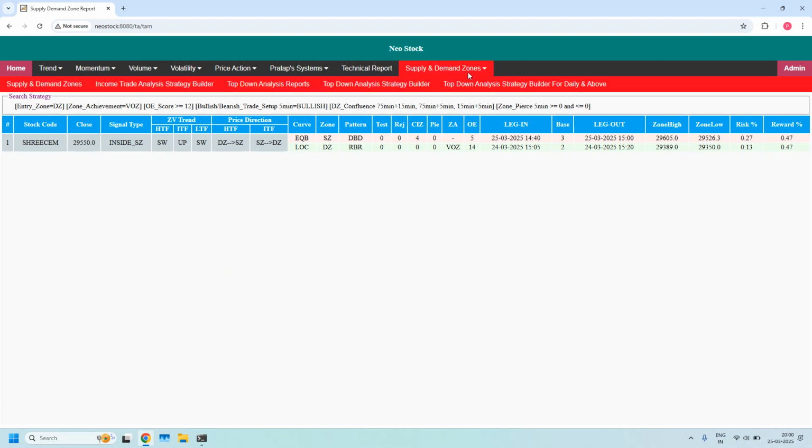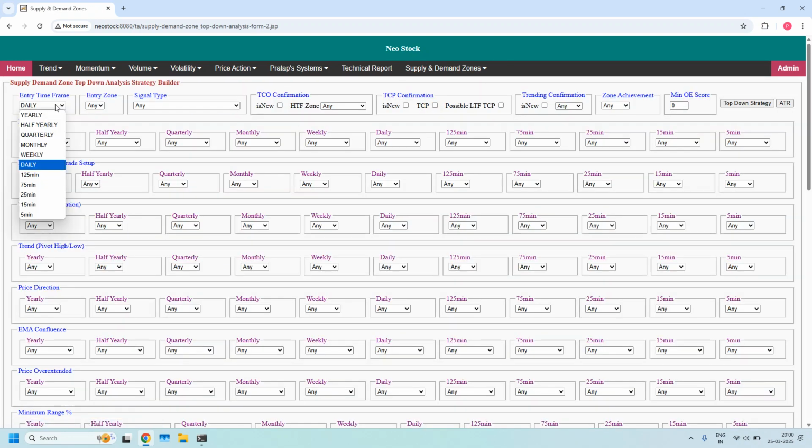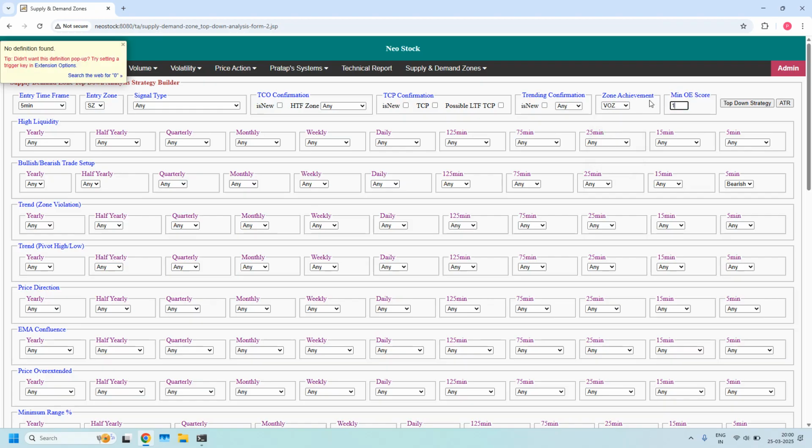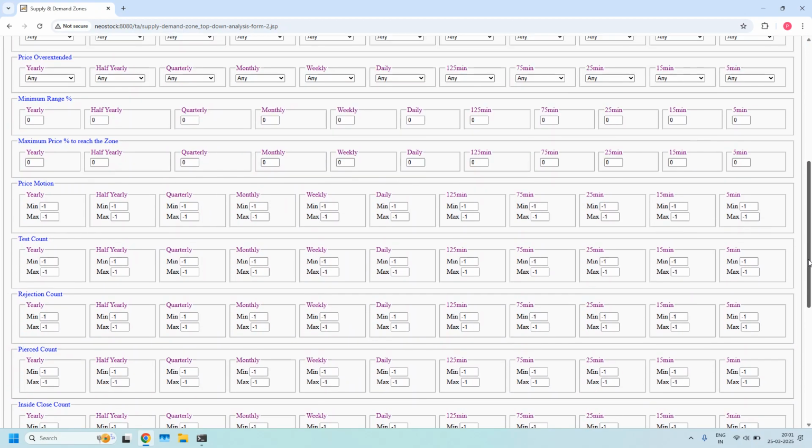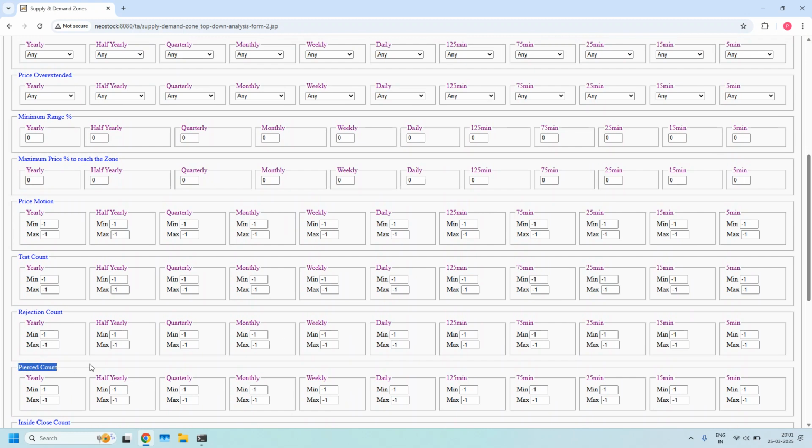Next, bearish trade setup for hourly income trade. Entry time frame is 5 minutes. Entry zone, supply zone. Bullish or bearish trade setup at 5 minutes, I am selecting bearish. And zone achievement violated opposing zone. Minimum odd enhancer score 12. And also the 5 minutes supply zone should not be pierced. So in pierced count at 5 minutes time frame, selecting minimum value 0, maximum value 0.